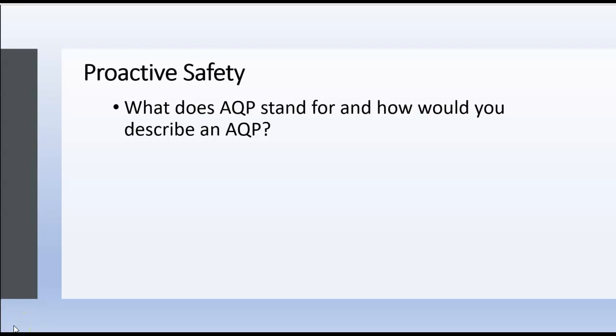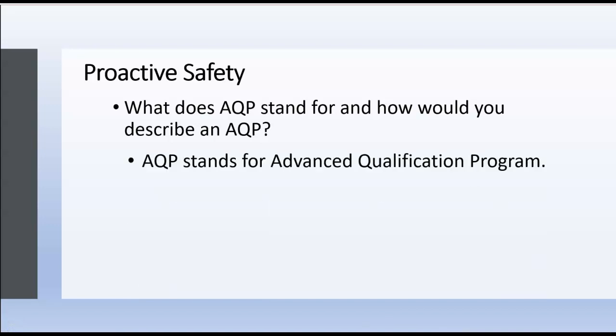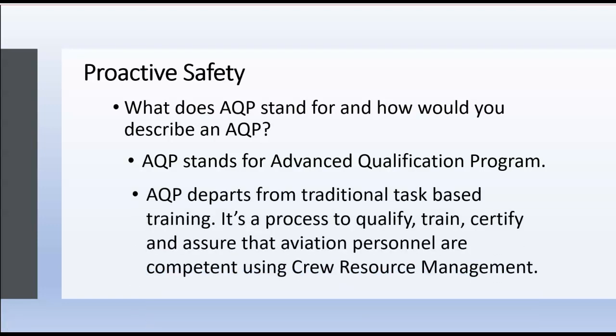AQP is another proactive safety program, but it's actually an airline training program. AQP stands for Advanced Qualification Program, and many airlines have AQPs to train and qualify their crews. An AQP departs from traditional task-based training. Task-based training means that you're trained to do certain tasks like maneuvers or stall recovery, and then trained to proficiency. This is a process to qualify, train, and certify airline crews and make sure that they're competent using crew resource management.